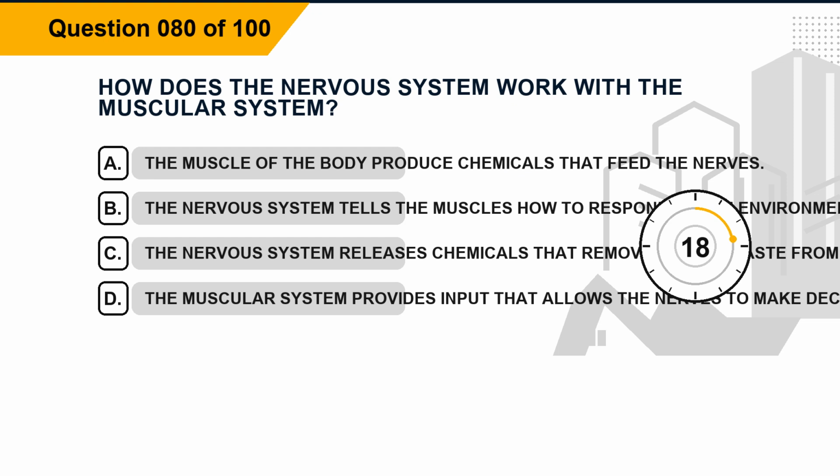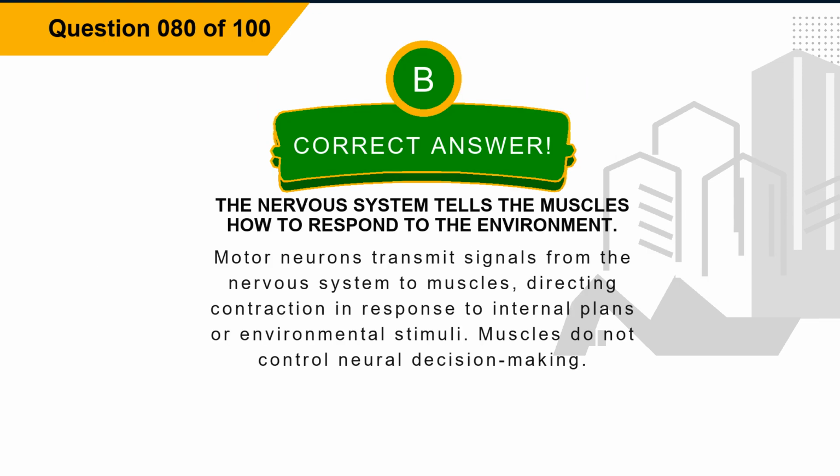Option A. The muscles of the body produce chemicals that feed the nerves. Option B. The nervous system tells the muscles how to respond to the environment. Option C. The nervous system releases chemicals that remove excess waste from the muscles. Option D. The muscular system provides input that allows the nerves to make decisions. The correct answer is option B. The nervous system tells the muscles how to respond to the environment.